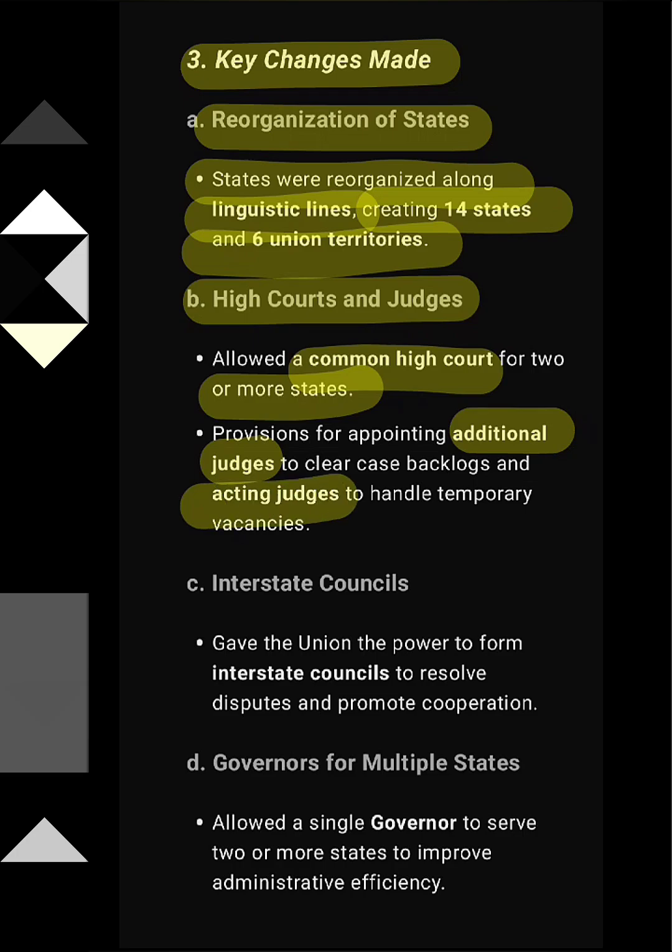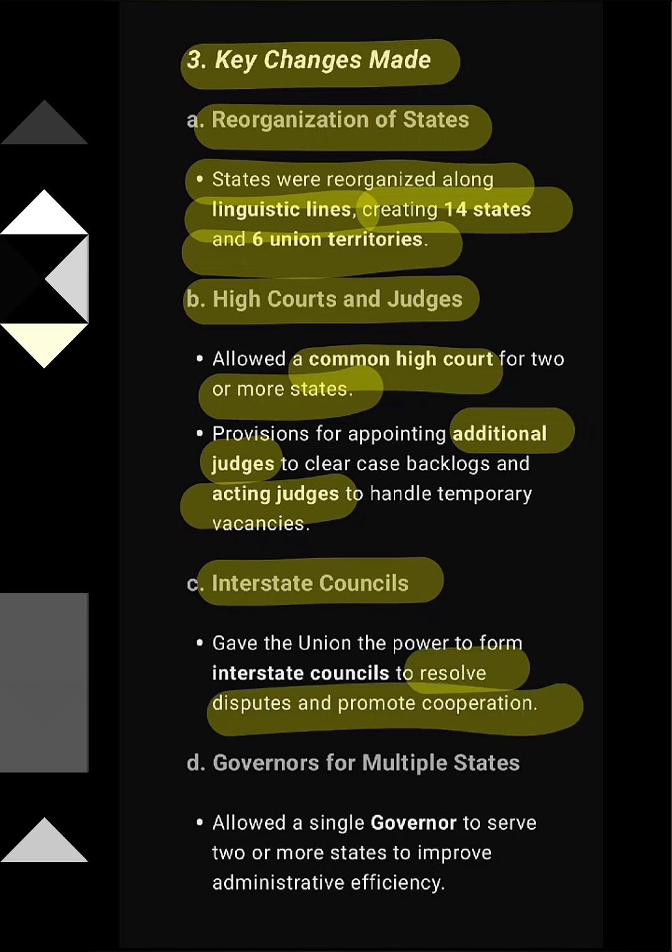Also, acting judges can be appointed on temporary basis to fill any vacancies. This amendment has also made provisions for the formation of interstate councils to resolve disputes and promote cooperation among states. This amendment has made provisions that a single governor can now administer multiple states. This will in turn facilitate administrative efficiency.